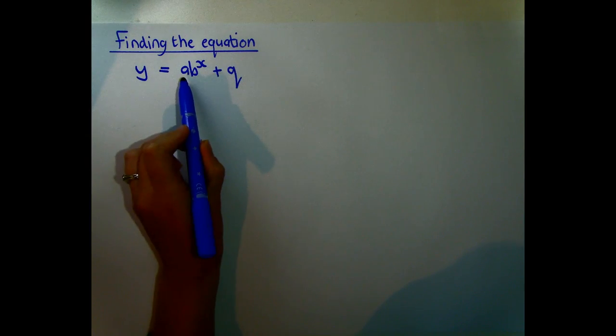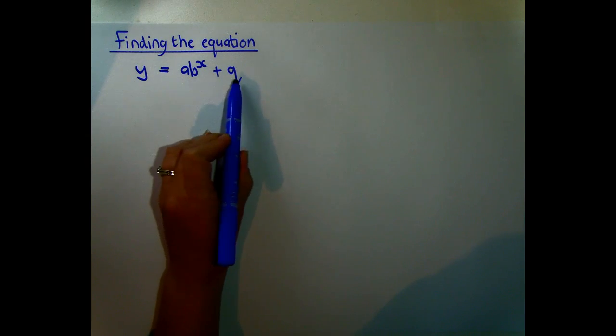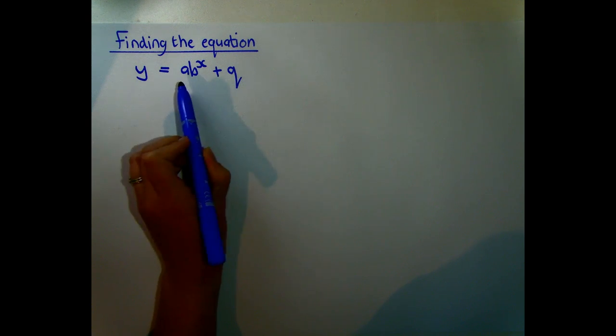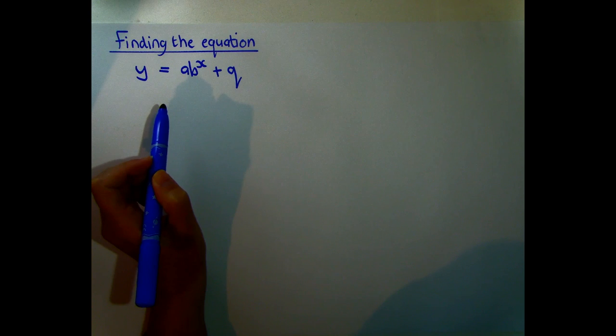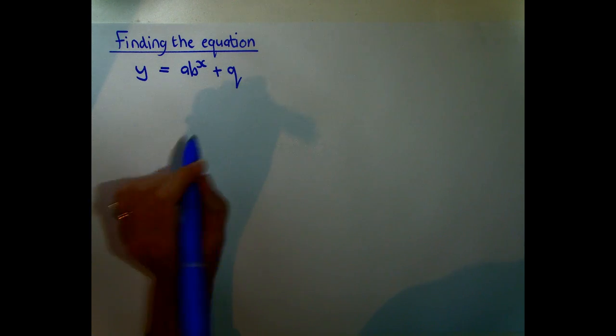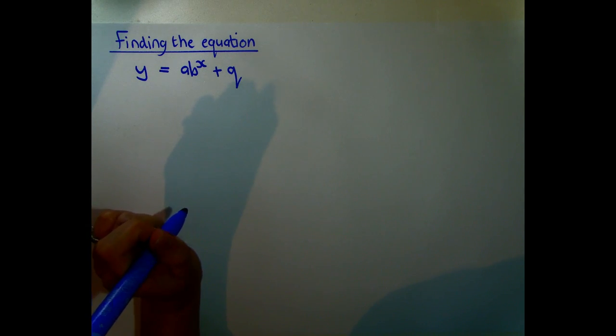Finding the equation for an exponential function is a little bit different to what we've had up until now because there's more variables. So your general formula is this: y = ab^x + q. And there's quite a number of different things that can happen because you've got three numbers that you'd have to find in order to make this an accurate formula. So you could be given different things, and then you've got to solve.